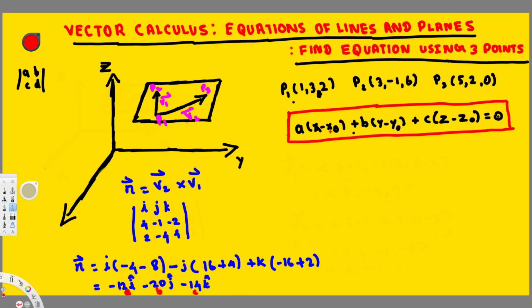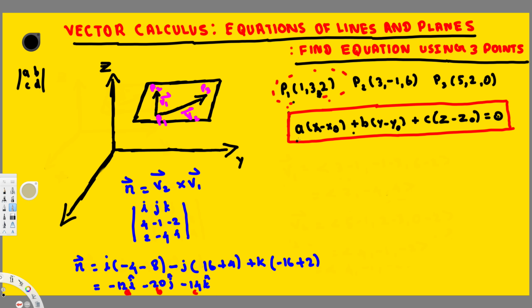Now the x naught, y naught, z naught, those are going to be one of the points we are going to choose. We can choose any of the points. We have 3 points, you can choose any of them. I'm going to choose this one, right? So here this x naught, y naught, z naught represents these coordinates 1, 3, 2. So let's go ahead and write this in this equation.